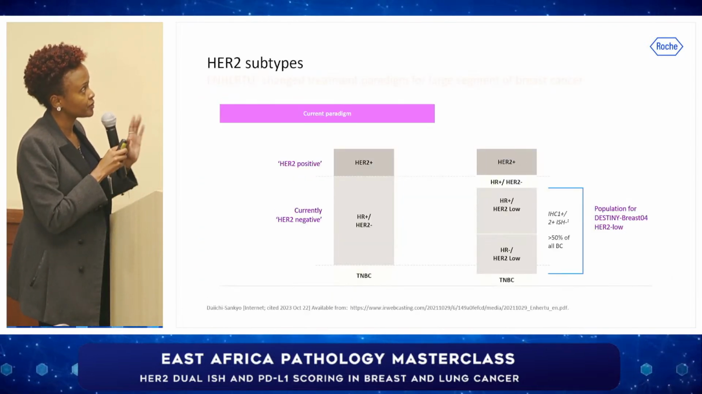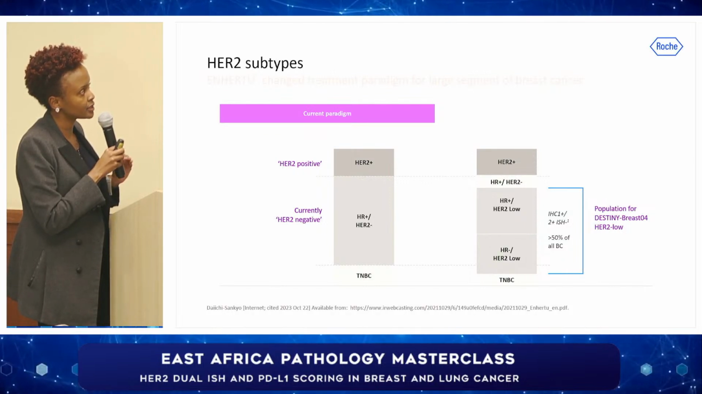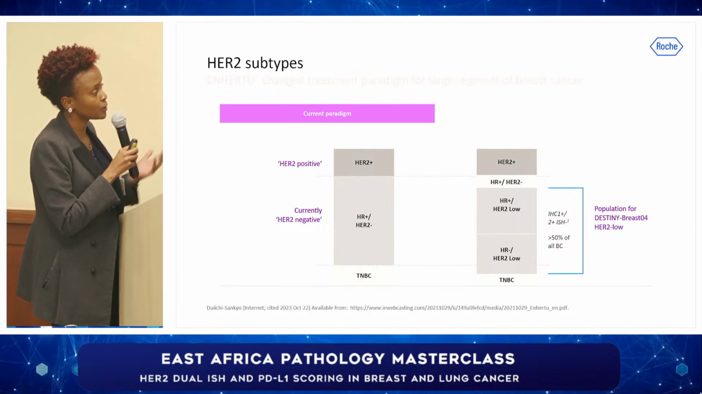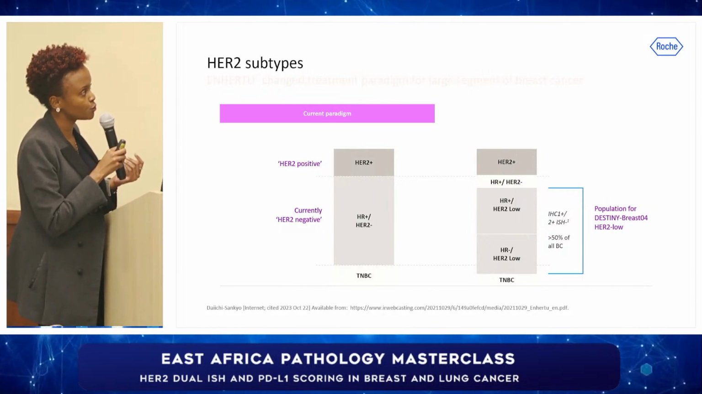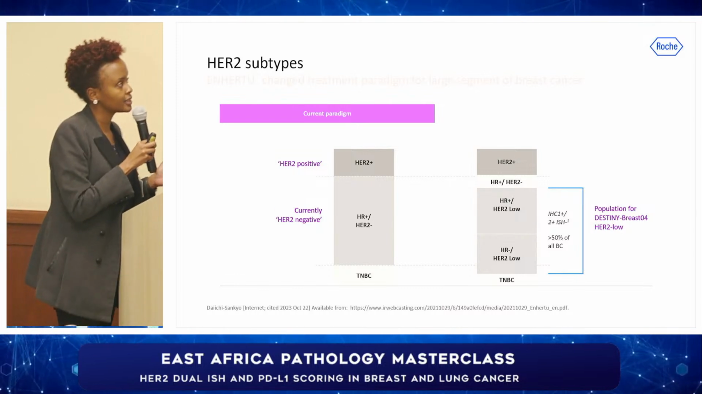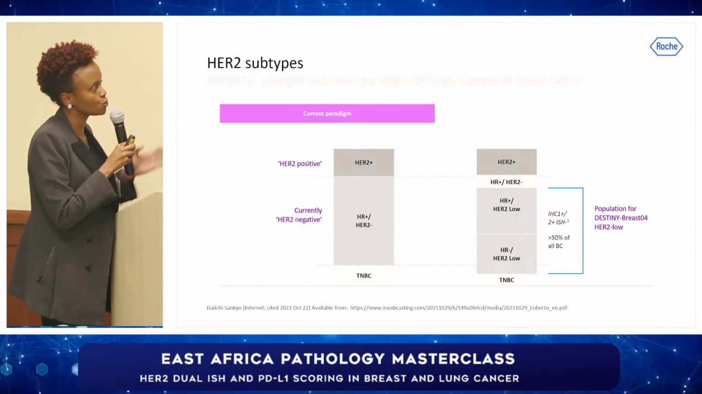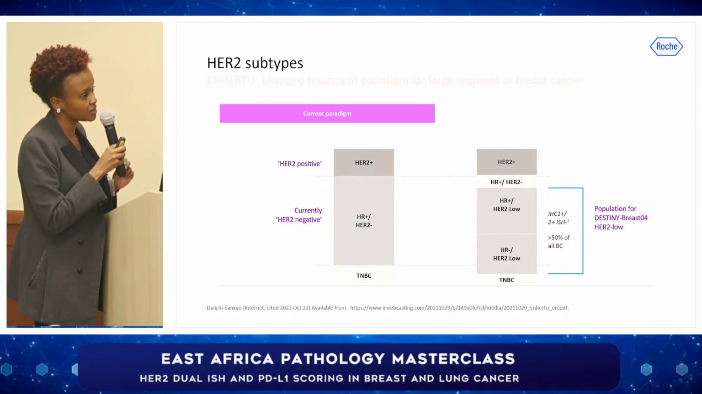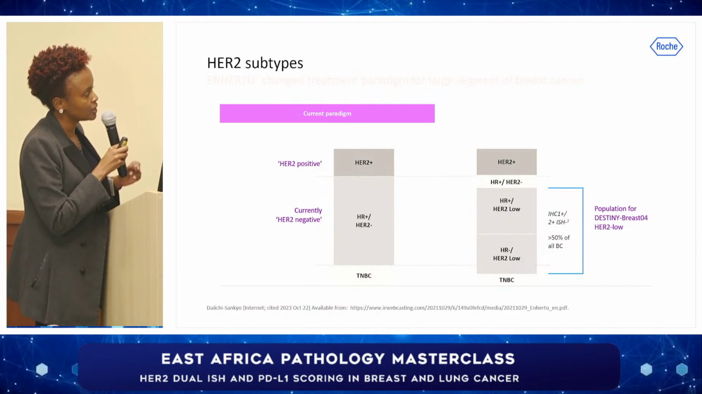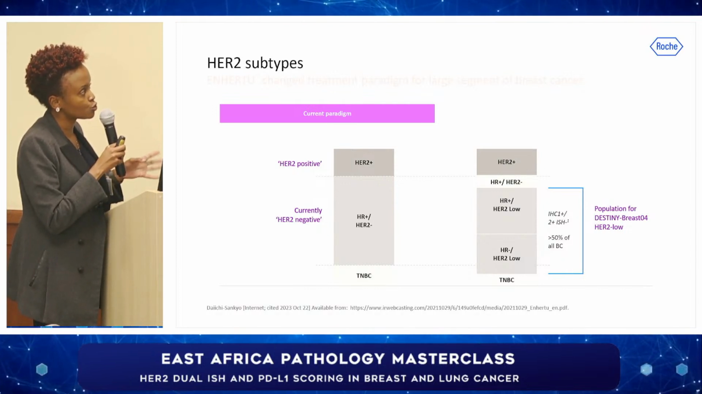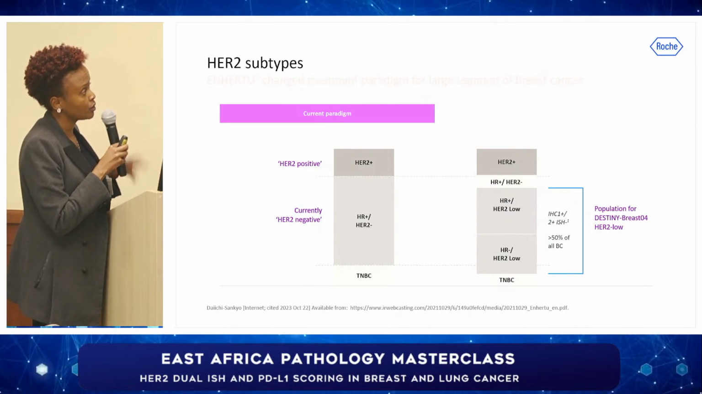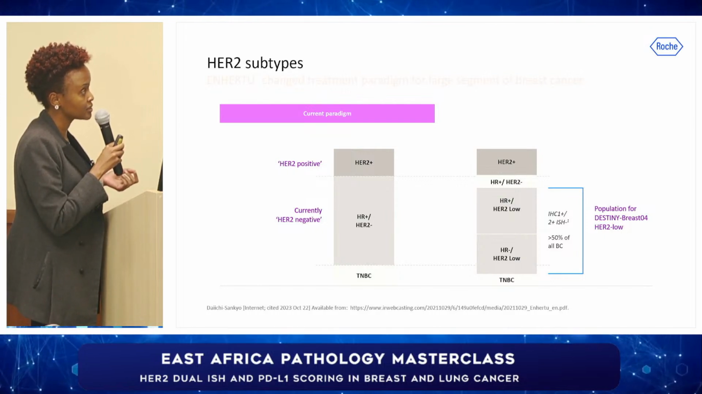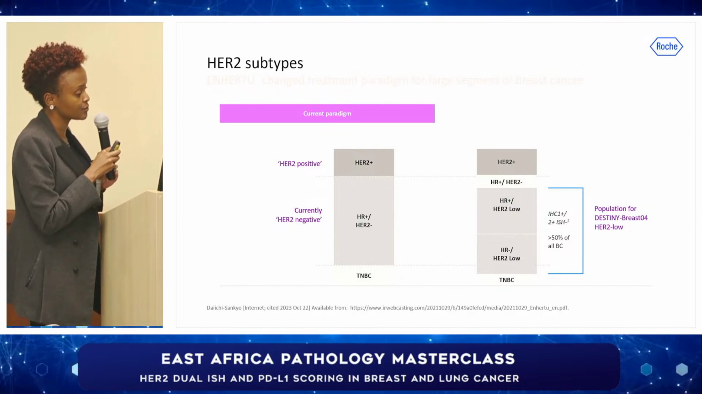And so currently we classify HER2 as being positive or negative, but following the findings of the DESTINY-4 trial, right, it's likely that we will make the shift to what is depicted on the left, okay? So HER2 positive, that's a 3+. Hormone receptor positive, HER2 low, okay? Hormone receptor negative, HER2 low, which actually accounts for majority of the breast cancers, and your triple negatives.